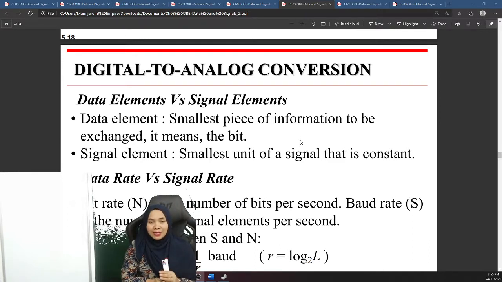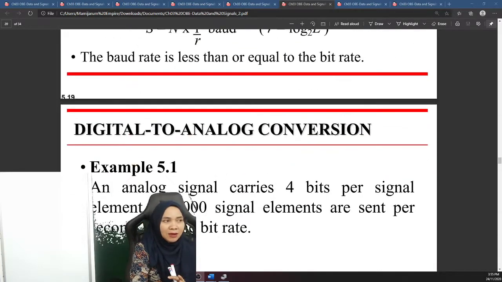Kemudian kita akan tengok data rate versus signal rate. Data rate bermaksud adalah the number of bits that can be sent in 1 second. Baud rate ataupun kita panggil signal rate, dalam simbol S, adalah number of signal elements that can be sent in 1 second. Alright, relationship between S and N, this kita panggil relationship.